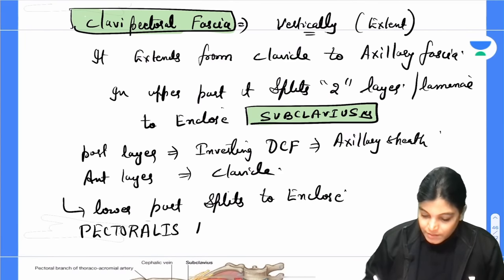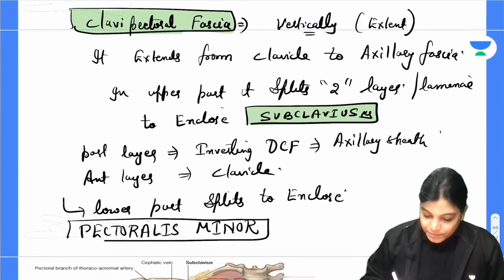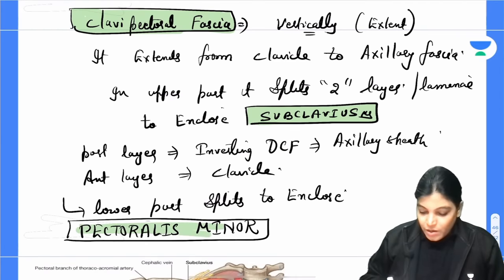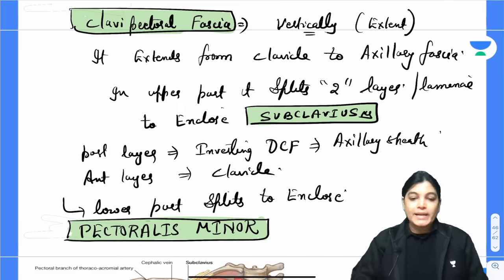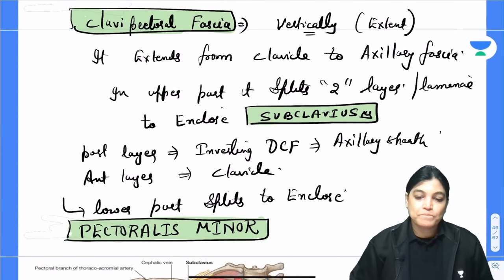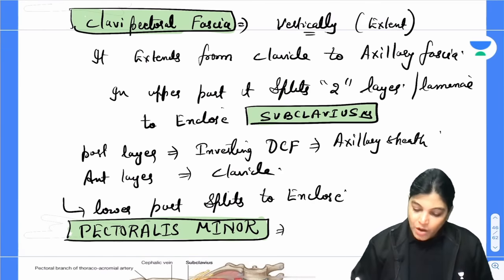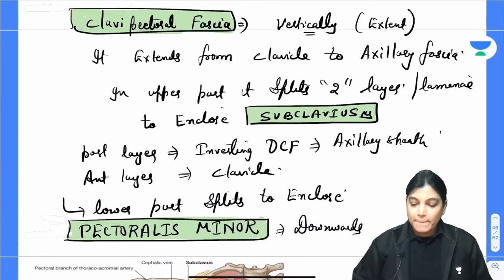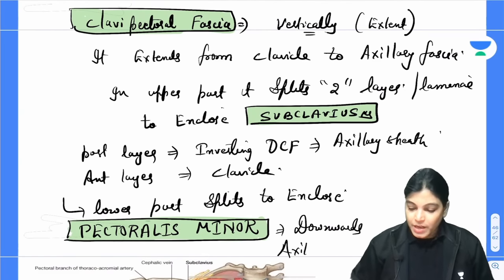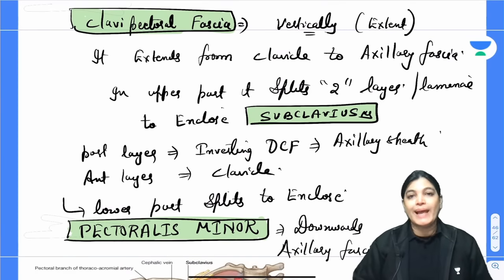It splits to enclose the pectoralis minor muscle. And further lower down, it will merge with the axillary fascia, or axillary sheath. This is the whole vertical extent of the clavipectoral fascia.